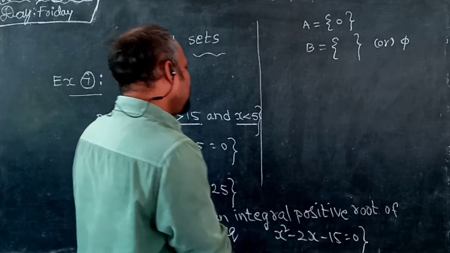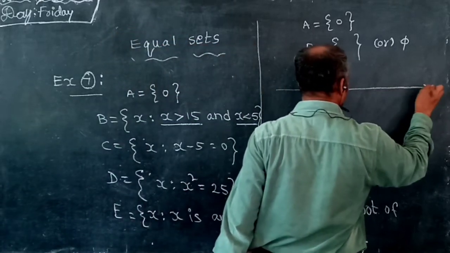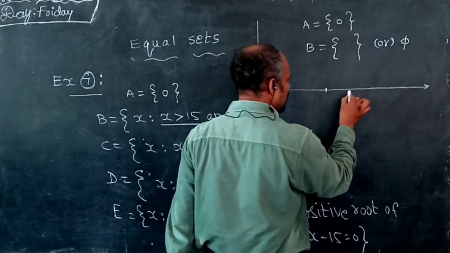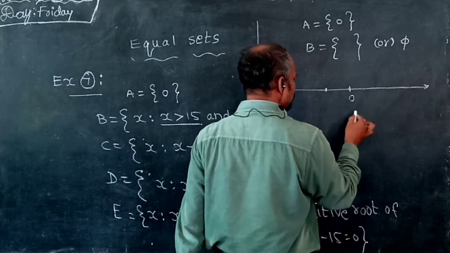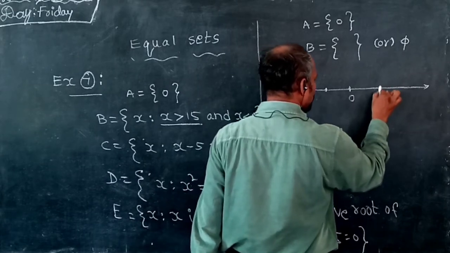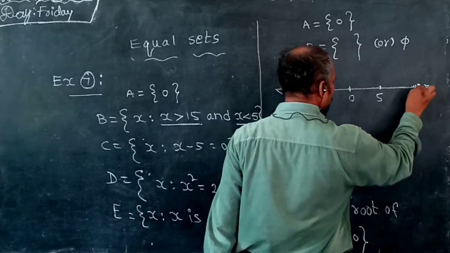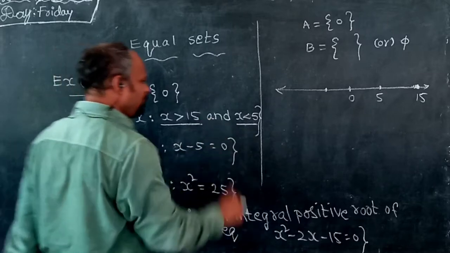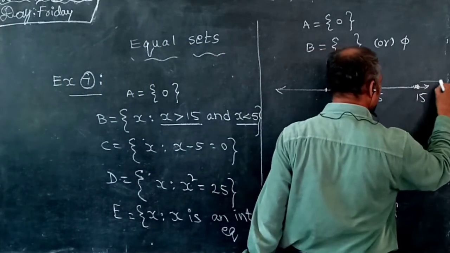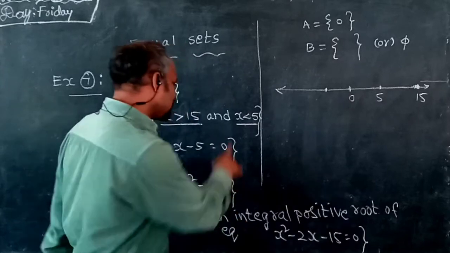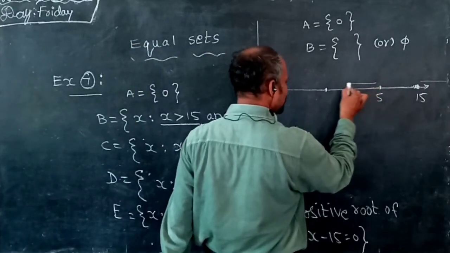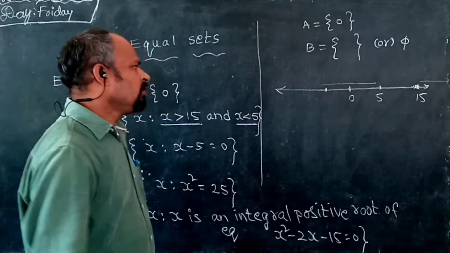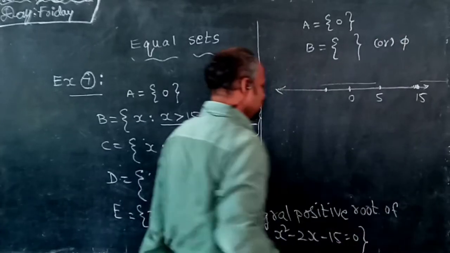Why? Because it's very clear. Let us take a number line. Suppose here I put 0, here negative numbers, here you take 5, and somewhere here you take 15. What we are saying is x should be greater than 15, which means this side, and x less than 5, which means this side. So there is no common element here, so we will get the null set.